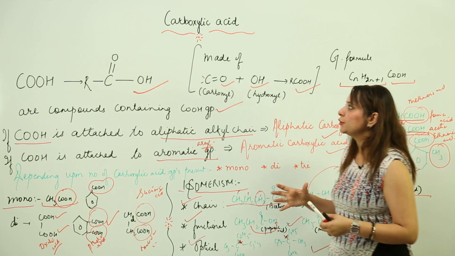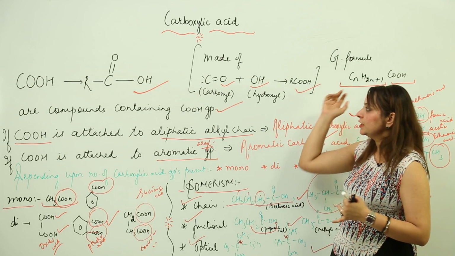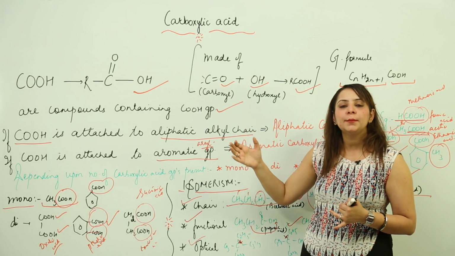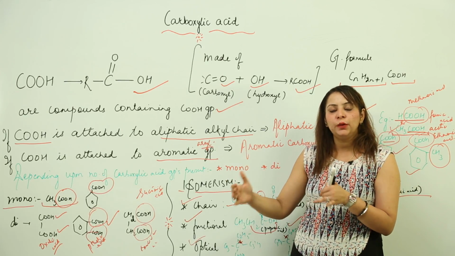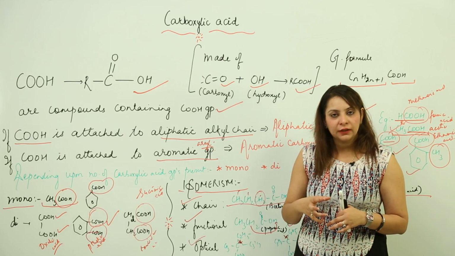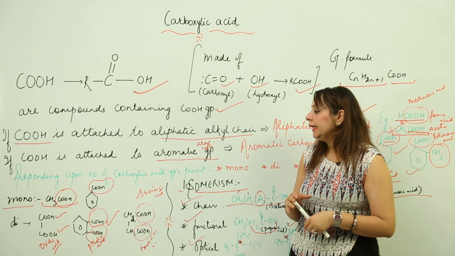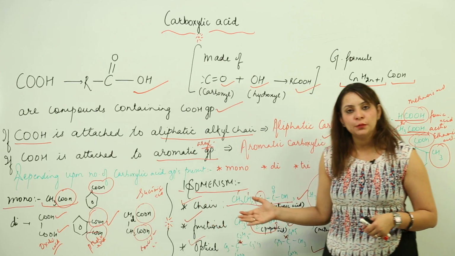So I think the basic introduction about the carboxylic group is clear to you: what carboxylic acid is, what the general formula is, when you call a carboxylic acid compound aliphatic and when aromatic, what we mean by mono, di, tri carboxylic acid, and you have some examples accordingly. And likewise, we know what kind of isomerism it shows.